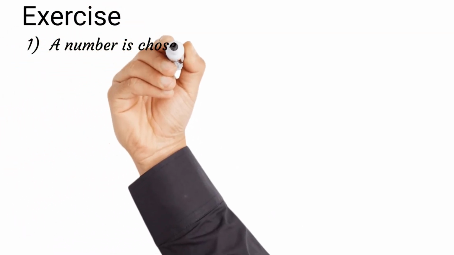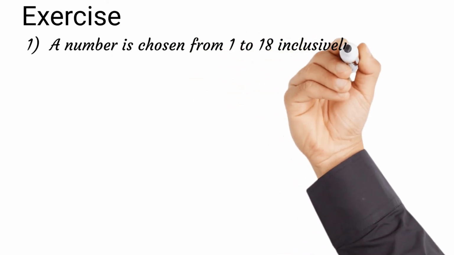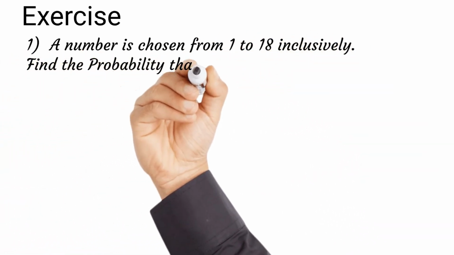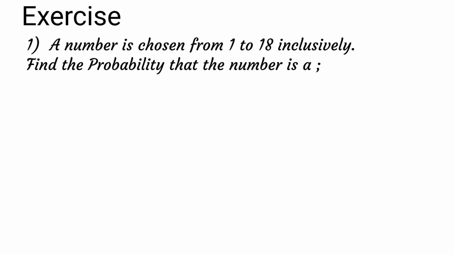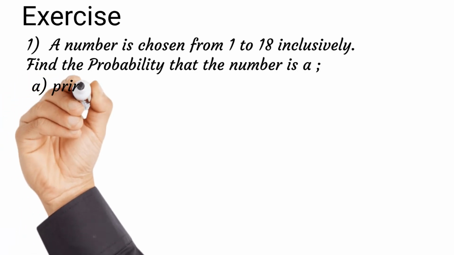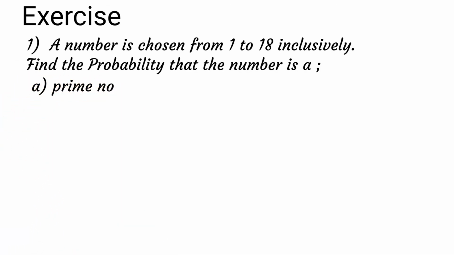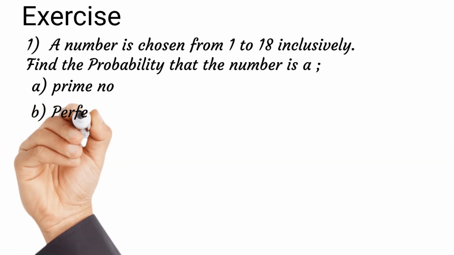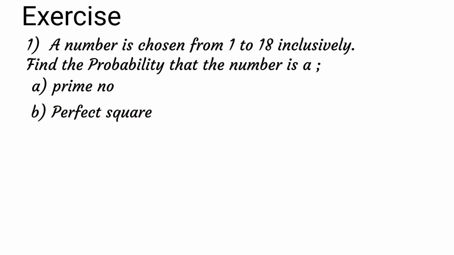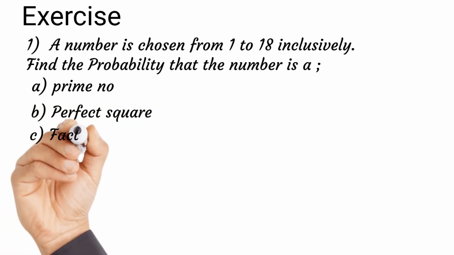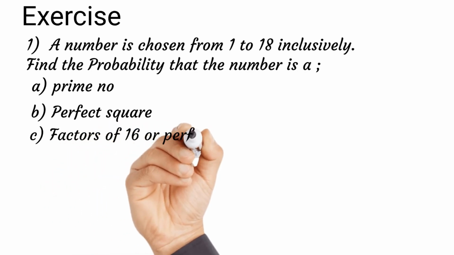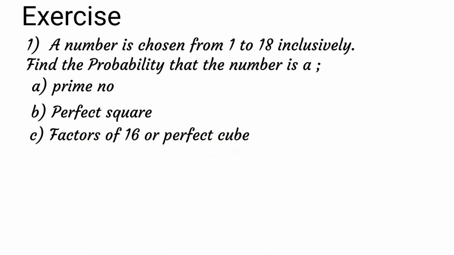Exercise. So you're going to do the following exercise. Take time to solve them. And I would like to know how you went about it. All right. Number 1, a number is chosen from 1 to 18 inclusively. Find the probability that the number is a prime number, a perfect square, right? Factors of 16 or perfect cube.